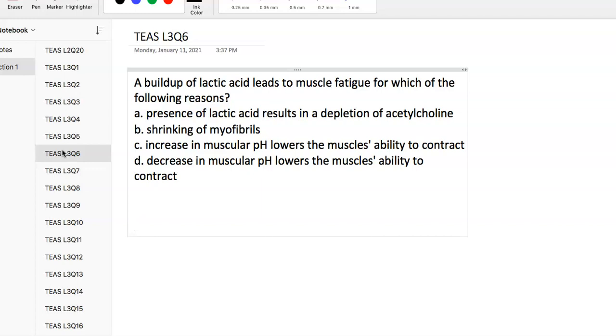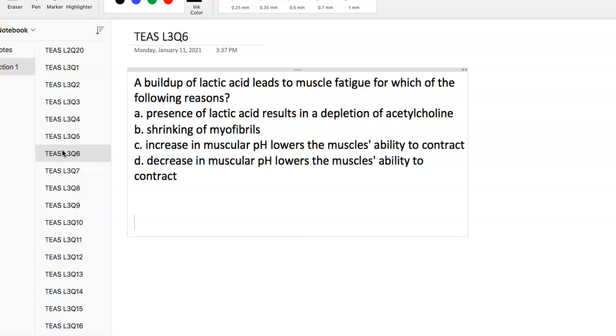Okay, question 6. A buildup of lactic acid leads to muscle fatigue for which of the following reasons? And the answer that we want is answer choice D. Decrease in muscular pH lowers the muscle's ability to contract. Lactic acid decreases the pH in the muscle fibers, and a lower pH interferes with calcium binding and muscle contraction.